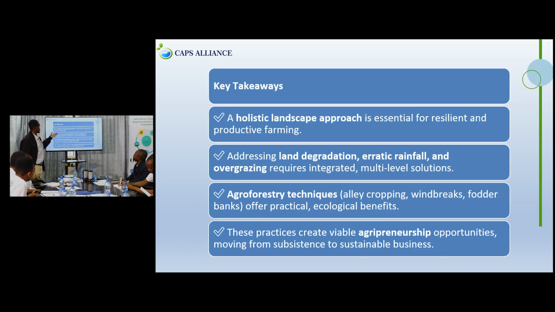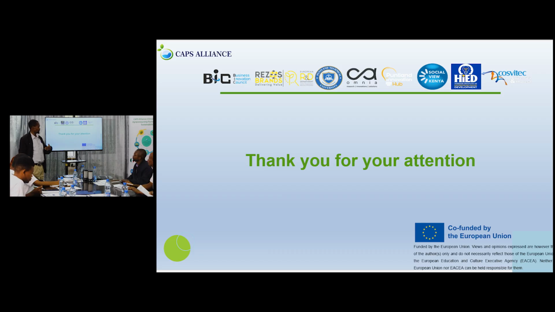Mainly, the main takeaway is landscape. How do you do a good landscape for productive farming? Addressing land degradation. What do you do with rotation and all that? Agroforestry techniques, alley cropping, we have discussed that. These entrepreneurship opportunities, moving from subsistence to sustainable business, where you can eat some and sell some. So, thank you.